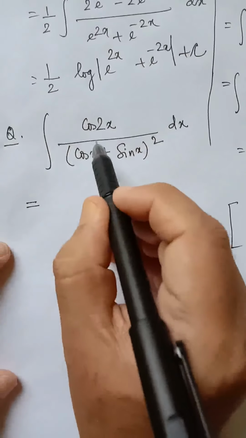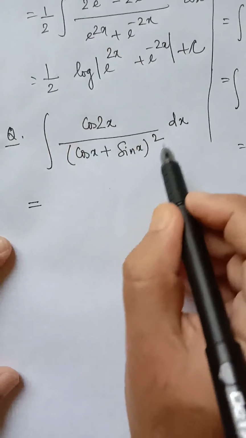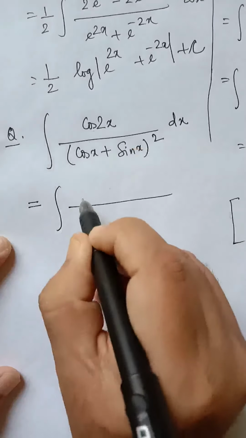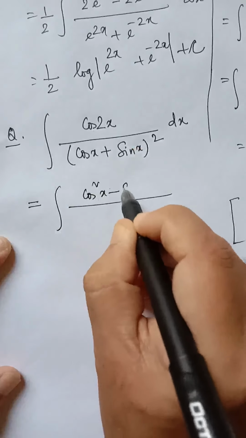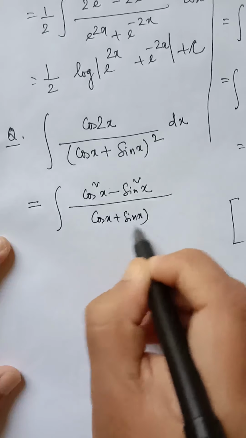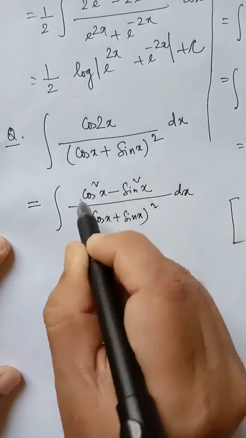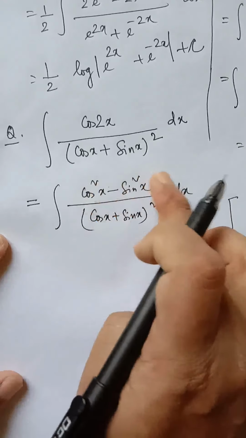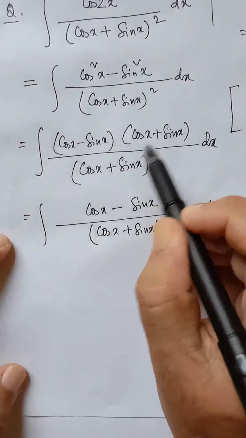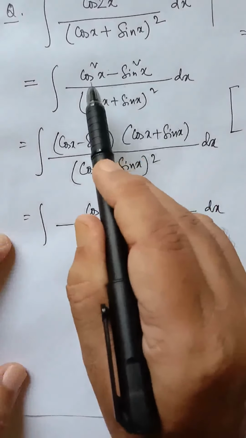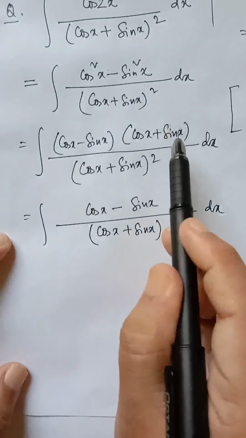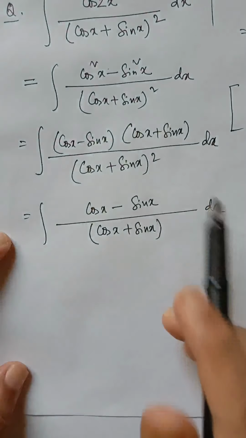Next, to integrate cos 2x divided by cos x plus sin x whole square. We will first write the formula for cos 2x, which is cos square x minus sin square x, by cos x plus sin x whole square. Now cos square x minus sin square x is cos x plus sin x into cos x minus sin x, applying the formula a square minus b square equals a minus b into a plus b, and then cancelling one cos x plus sin x in numerator and in denominator.